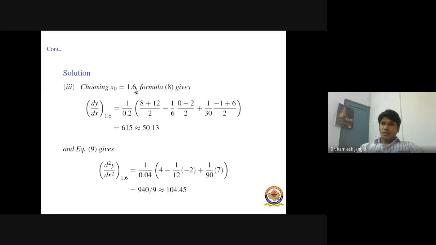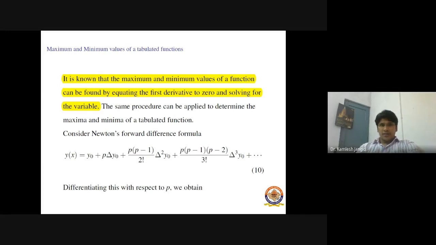Similarly, x0 equals 1.6 means we want the first and second derivative at the center values of the table. Then we use formula number 8, which is given in terms of Stirling's formula. So the first derivative at 1.6 is given by this relation, and if we simplify, we get 50.13. And equation number 9 gives the second derivative at 1.6, which is 104.45.